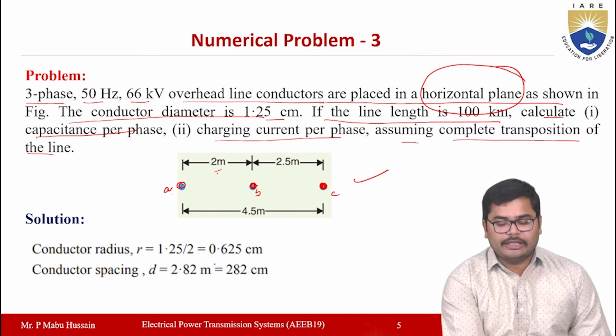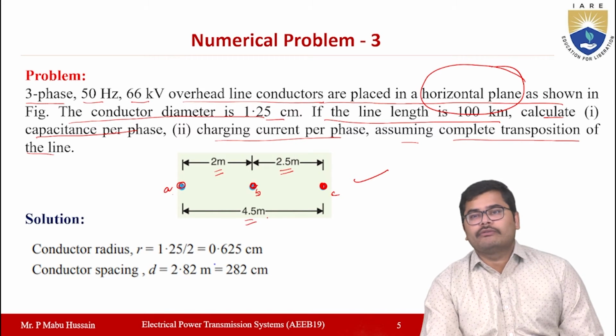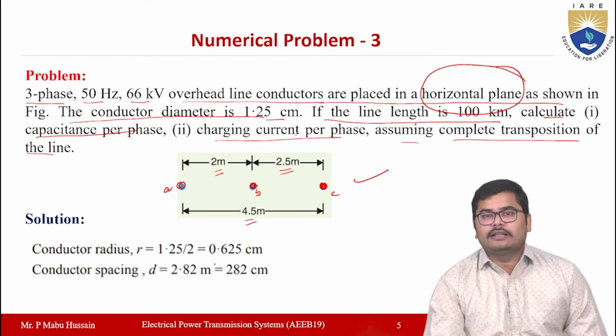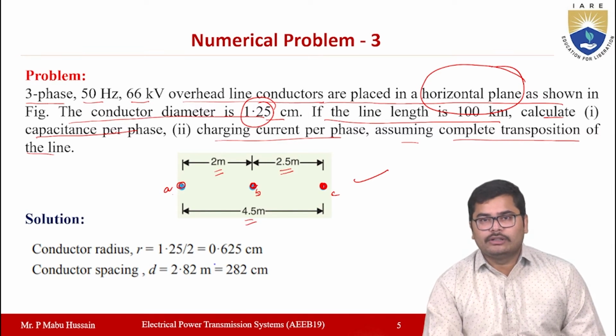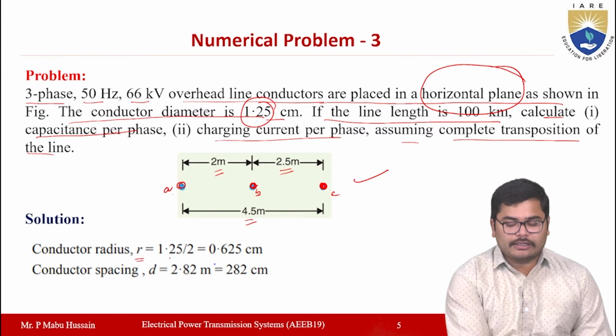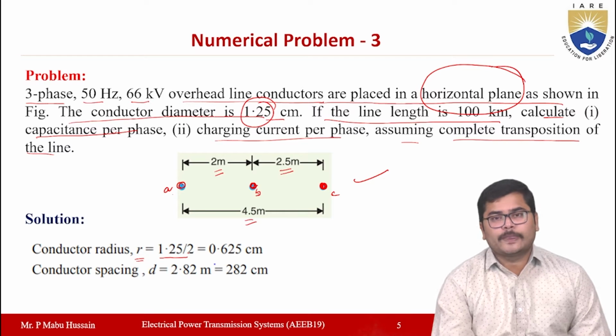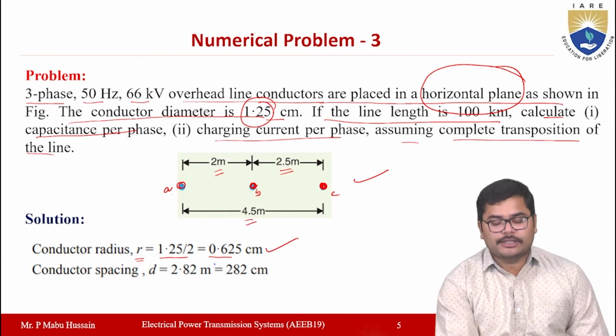So the distance between AB is given as 2 meters, BC is given as 2.5 meters, and A to C is given as 4.5 meters. The diameter of the conductor is given, which is 1.25 centimeters. Once you know the diameter, you can calculate the radius. So the radius of each conductor R will be equal to 1.25 by 2, which is 0.625 centimeters.